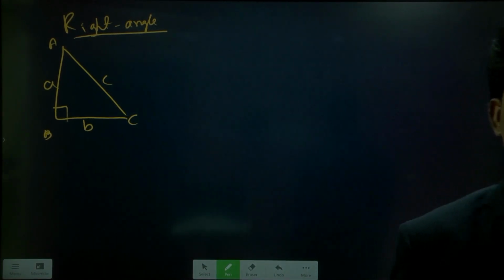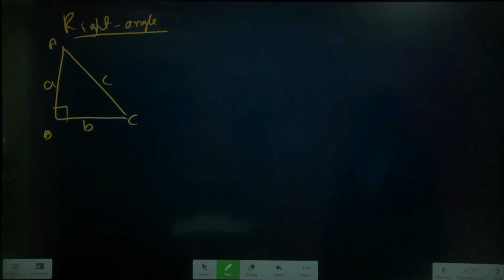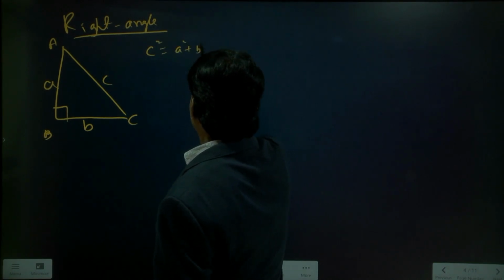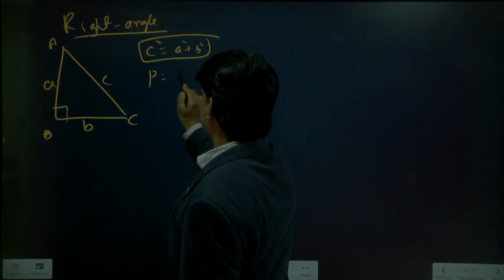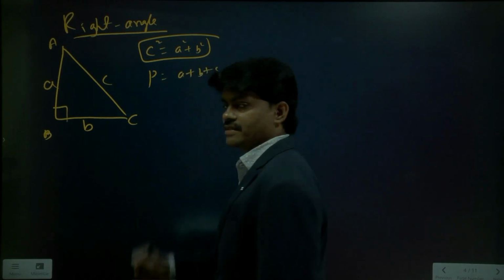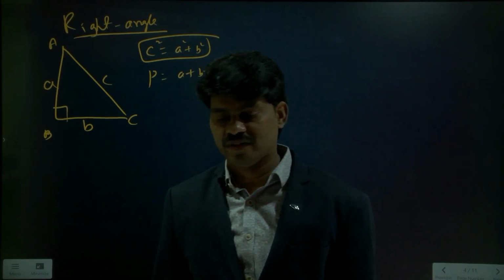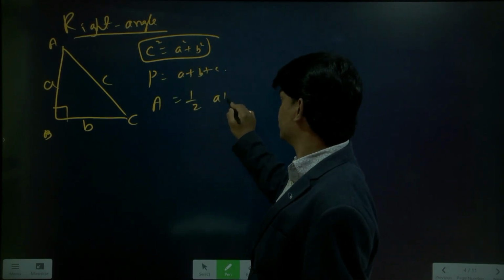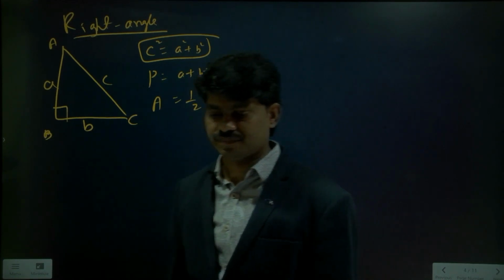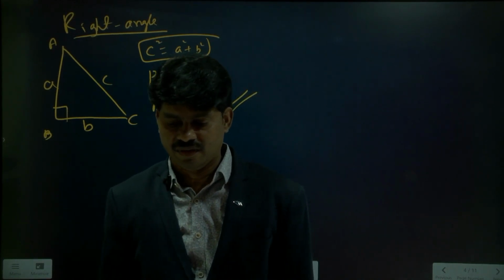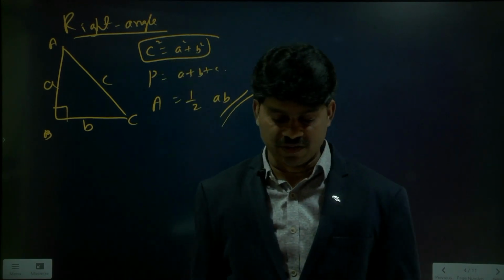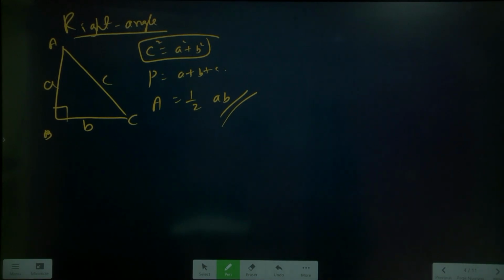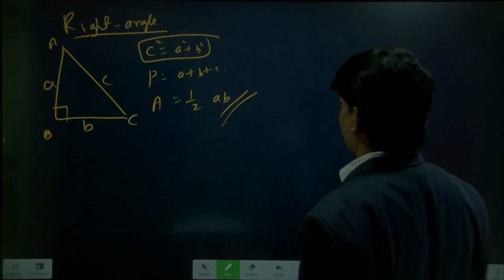Right angle triangle, one angle is equal to 90 degrees. All are different sides. So we have the rule for right angle triangle: C square is equal to A square plus B square. Here perimeter we can say A plus B plus C, and area is half of base into height, half of AB. That's all. Right angle triangle is so simple. But we have a special case triangle which we can't define in the classification of triangles. That is the right angle isosceles triangle. What is it?